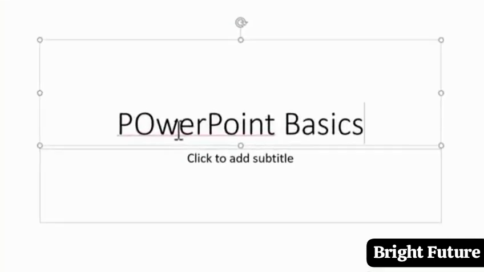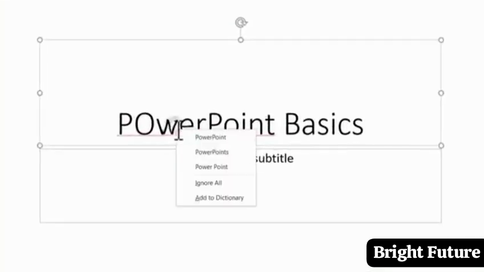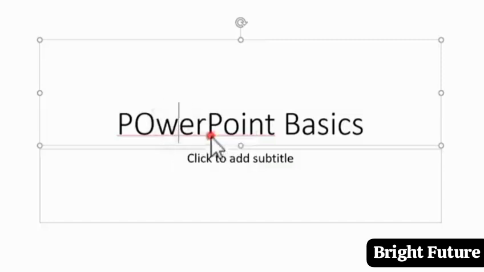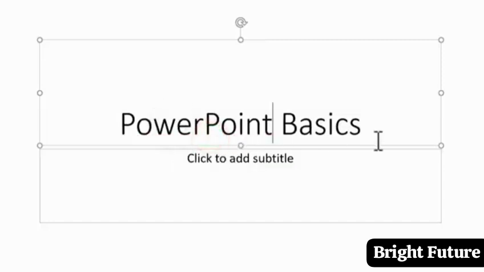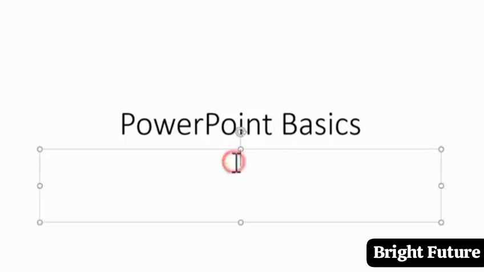Now I can see that I have made some mistake here. I can always right click on this and click on the right option, just as it works with any of the other software programs that you are familiar with. I can click on this to add subtitle. Maybe I can write my name here. This is the name of the presenter. Now I've got my first slide ready.